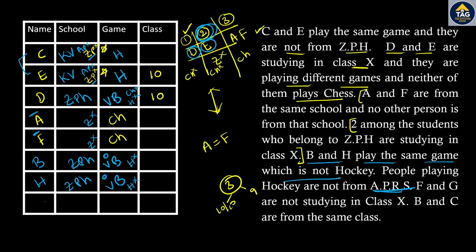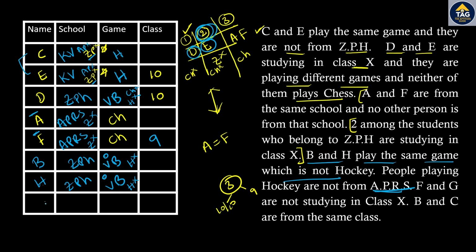People playing volleyball are from ZPH. People playing chess has to be from APRS. F and G are not studying in class 10. F is not studying in class 10, which means that F has to study in class 9.